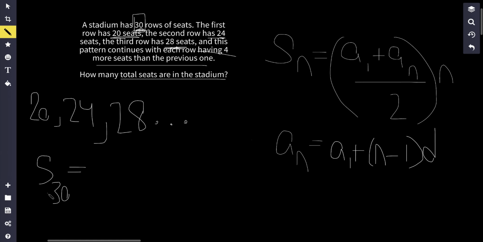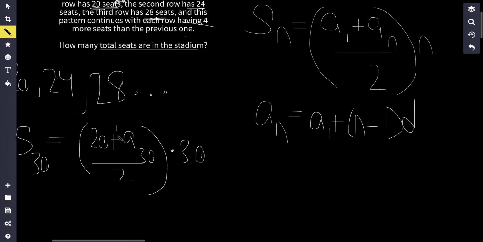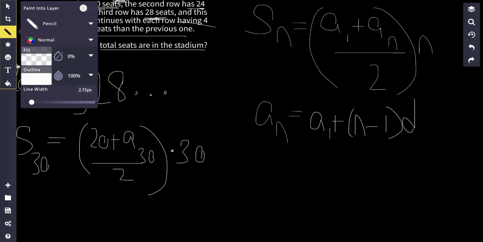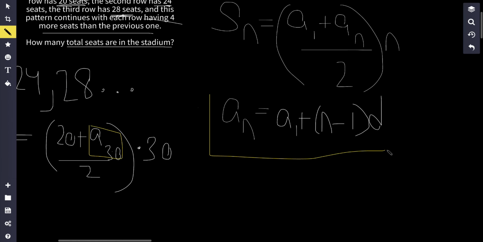So the sum up to the 30th term is going to be our first term plus our 30th term, divided by 2. So it's the average of the first and the last term times the number of terms there are. Well, there's 30, right? Now, if I wanted to find out what a sub 30 is equal to, I would just use this formula to find out a specific term in a sequence.